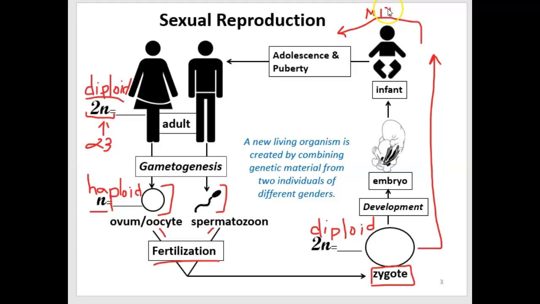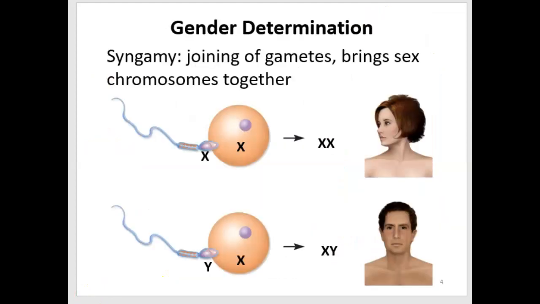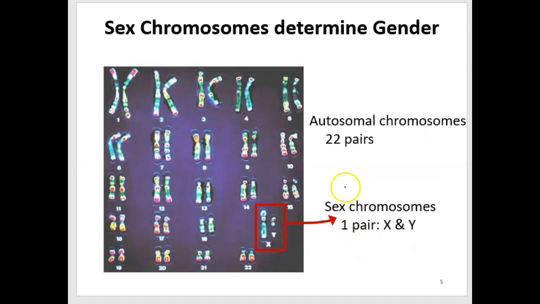And then at puberty, we are able to make gametes ourselves, and the process continues. Now, during the process of fertilization, the gametes coming together is called syngamy, and it brings the sex chromosomes together. And the sex chromosomes are the 23rd pair of chromosomes.